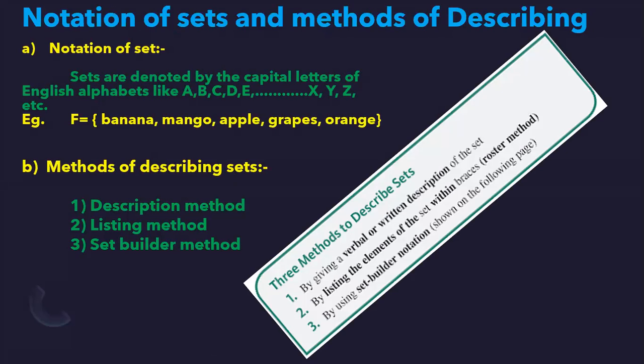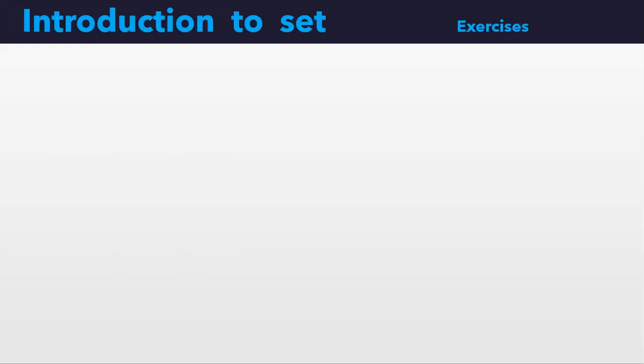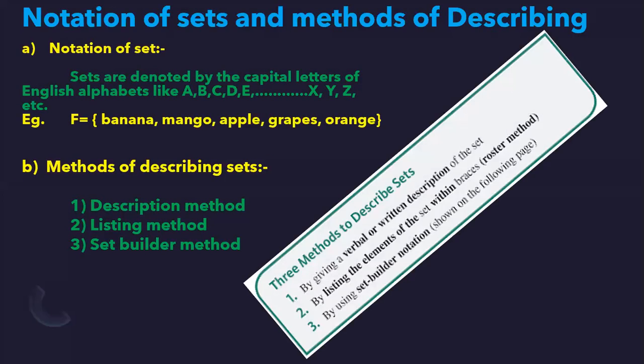We describe a set by different methods. Look at your book, page number 52. Notation of sets and methods of describing sets. How do we give a notation or symbol? How do we symbolize any set? Generally, a set is symbolized by an English alphabet in capital form. We should not write in small letters; we symbolize in capital letters.